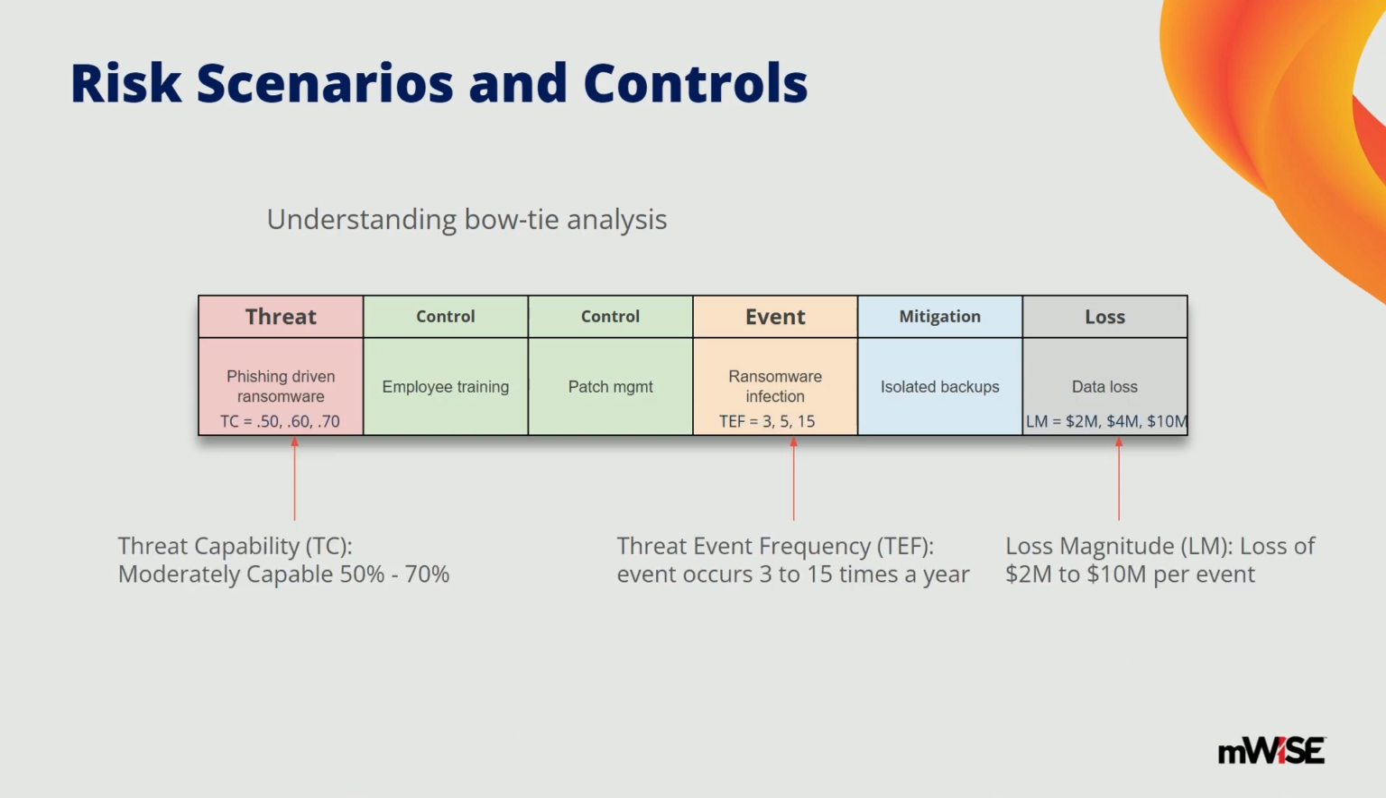So here's where we sort of bake in FAIR a bit to it. As we have a threat, we look at the threat capability. And in FAIR, it's a range, right? You have your high, your low, and your most likely values in order to help run your Monte Carlo simulations. And in this case, we're saying, hey, this threat actor is pretty capable, from a percentage standpoint, about 50 to 70%, with a most likely value around 60.